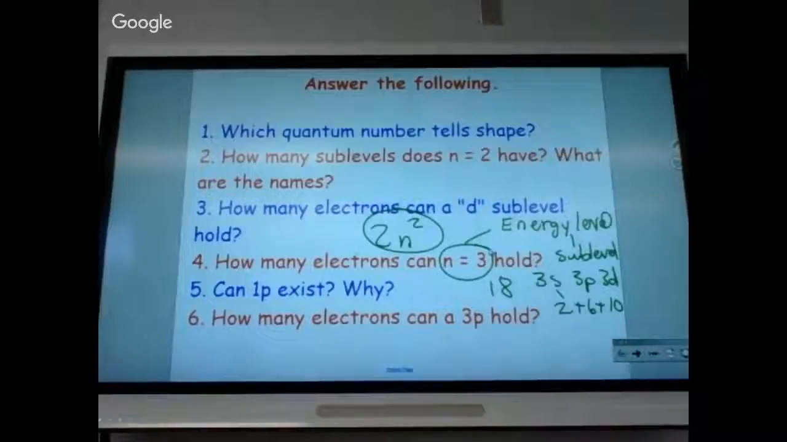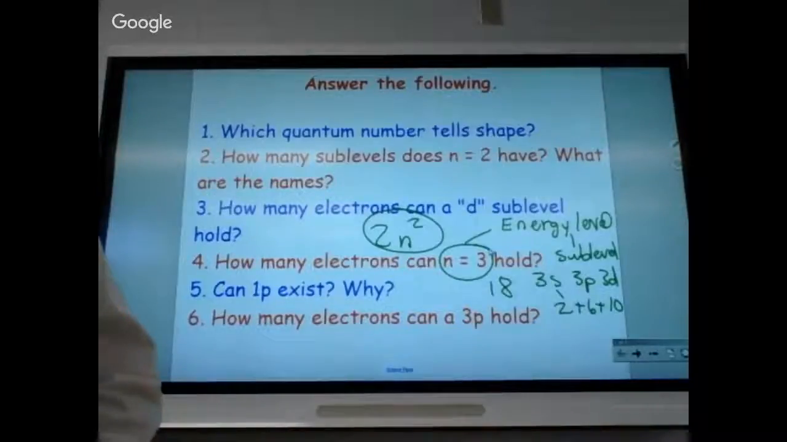All right? Can a 1p exist? No, it cannot. Why? Because of the 2 energy levels. That's right. You would need a second energy level to have 2 sublevels. All right? And how many electrons can 3p hold? 6, because p can hold how many? P can hold 6. The 3 doesn't matter. P can hold 6. 3 does not make any difference.